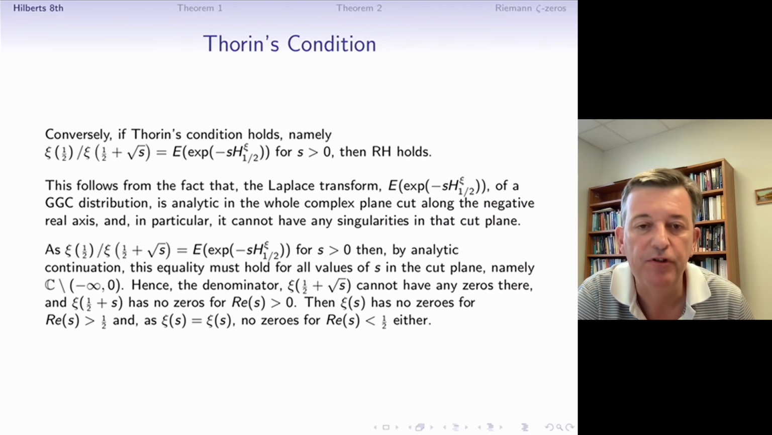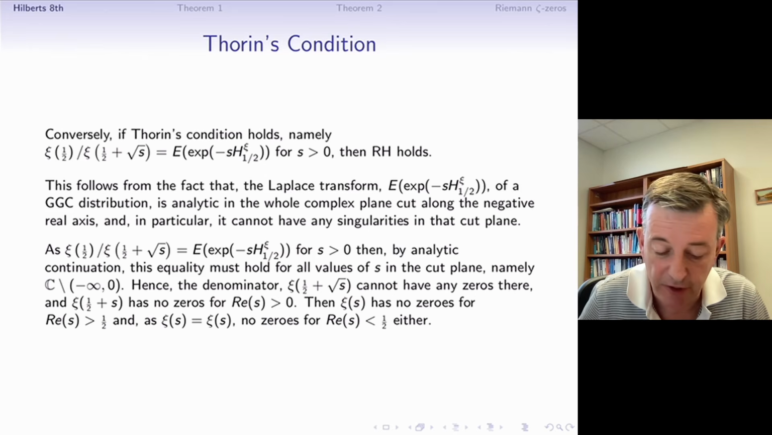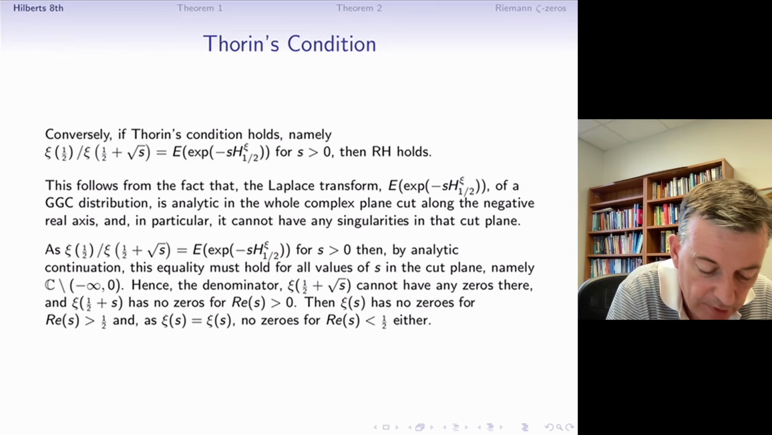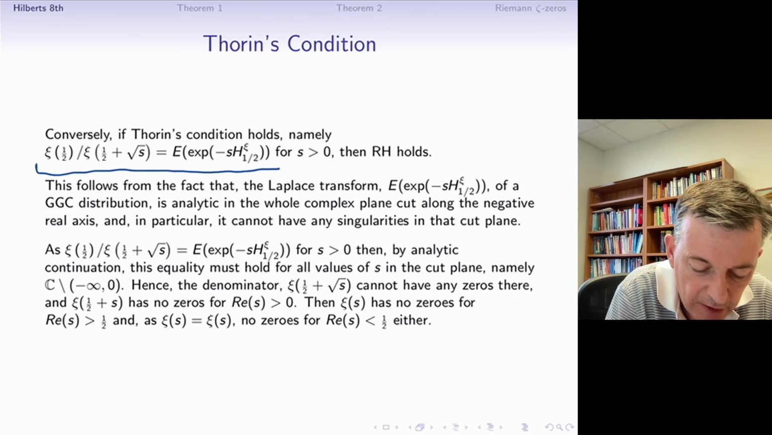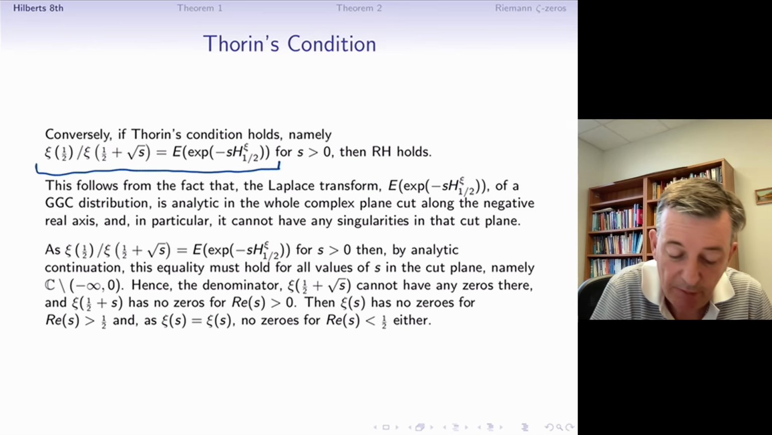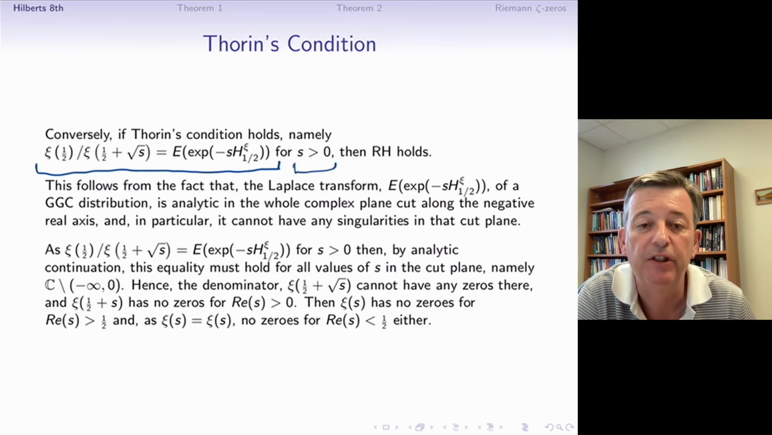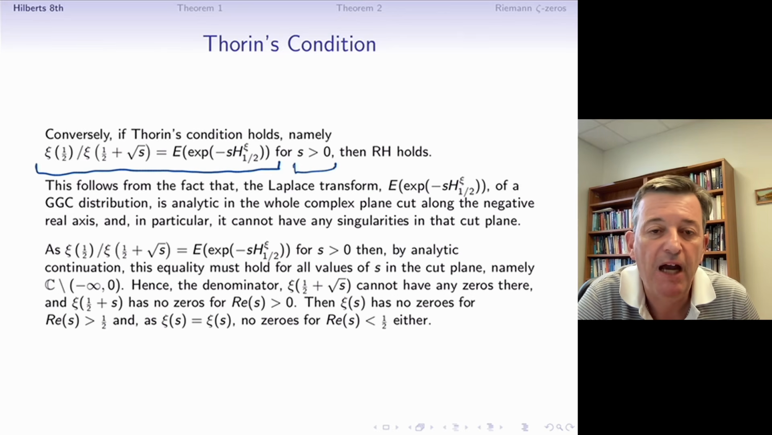Let's assume that Thompson's condition is true. And just to remind ourselves what Thompson's condition is, it's that the reciprocal psi function can be written as essentially a Laplace transform of a generalized gamma convolution. And remember that it looks like a very simple condition, which it is, but really the great power of Thompson's condition is that you only have to show that it's true for s greater than 0.